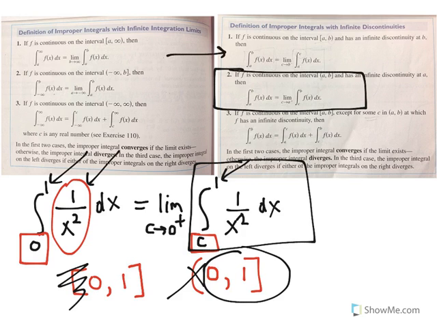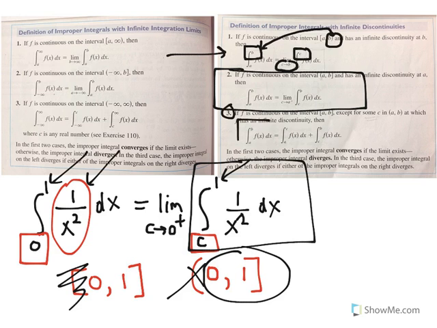And case number 1 is similar. The only thing is you have it so that the problem is at the upper limit of integration. So you let the upper limit of integration be c, and you let c approach the value at which you had the infinite discontinuity from the left side.